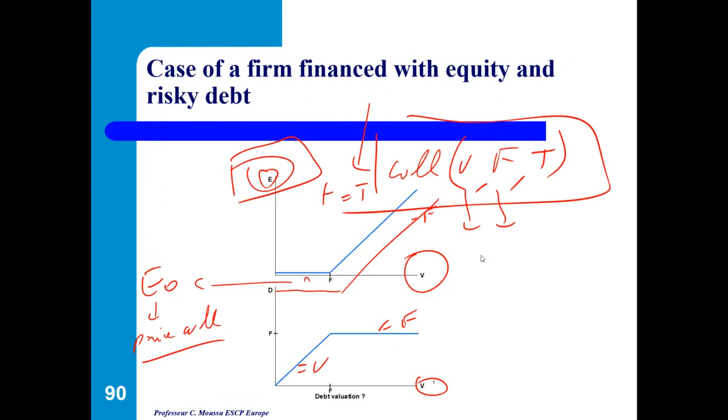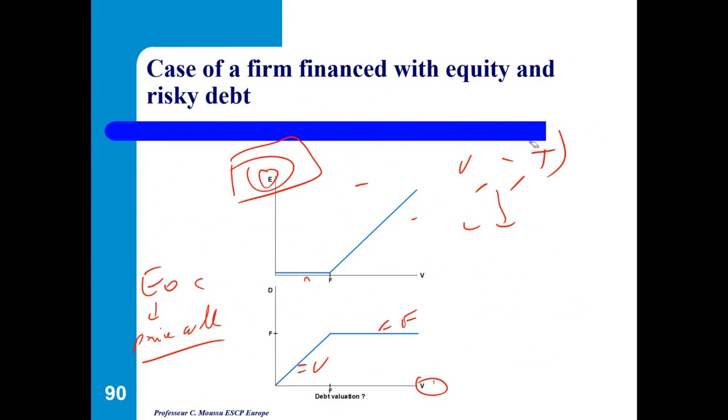That is to say, your shareholders have this option to buy the company from the debt holders, and they will exercise this option when the value of the company is over V. And when the value of the company is below F, they leave the company with the debt holders. So when times are good, the debt holders receive F, you reimburse, and when times are bad, you leave the company with the debt holders.